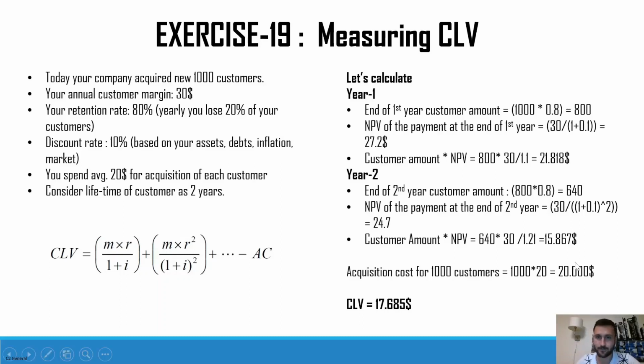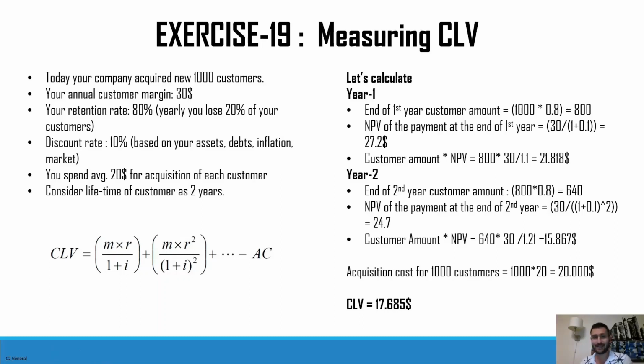Let's calculate. For the first year, you will collect at the end of the first year from customers. How many customers will be left? 80%, right? Because your retention rate was 80%. 80% of 1,000 will be 800. What is the net present value of the payment at the end of the first year? You will collect $30, right? This is your annual customer margin.